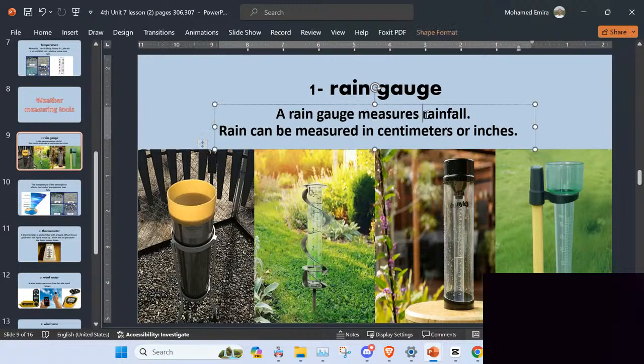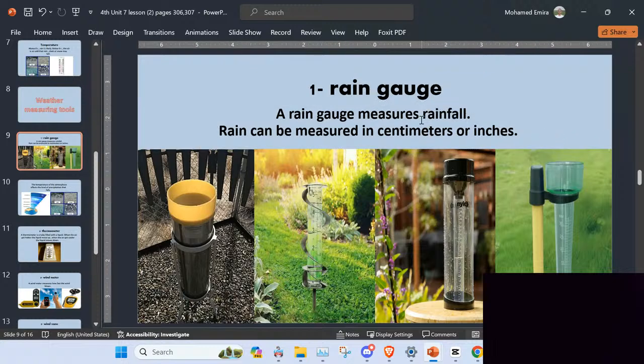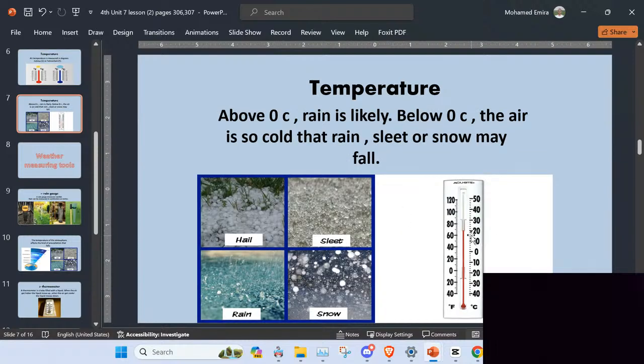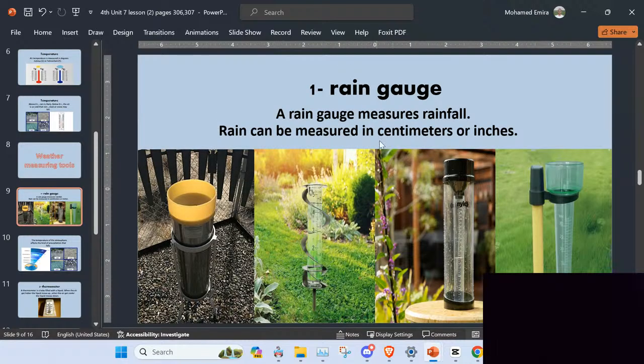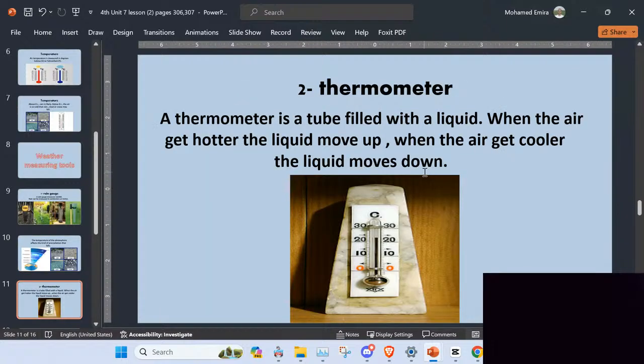It's used to measure rainfall, the amount of raining. So this is the second tool. The first instrument was the thermometer. The second one is the rain gauge. And as we said before, the temperature of the atmosphere is changing the type of precipitation: rain, snow, sleet, or hail. This is the thermometer.